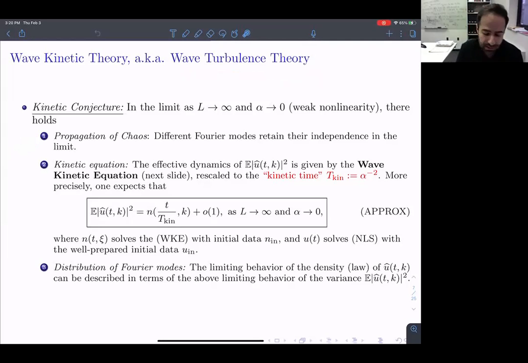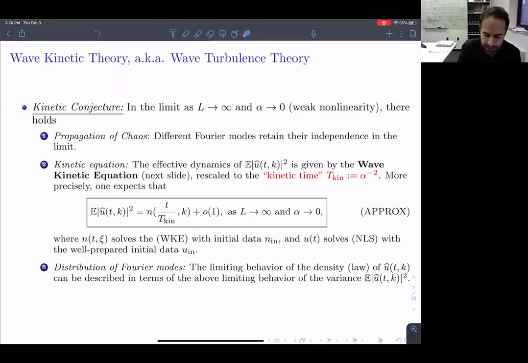But the key point, and the very fascinating point from a mathematical point of view in my opinion, is that once you take this limit, this independence is magically retained. You retain this independence after you take the kinetic limit. The second thing is the analog. We have an analog of Boltzmann's equation.